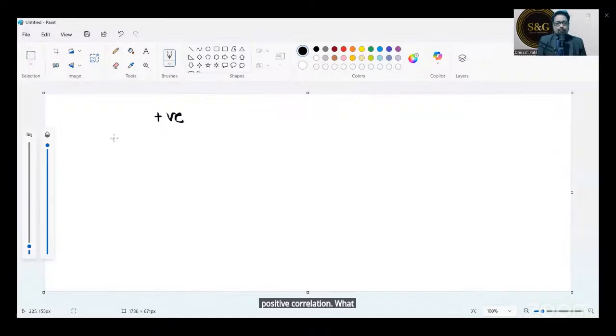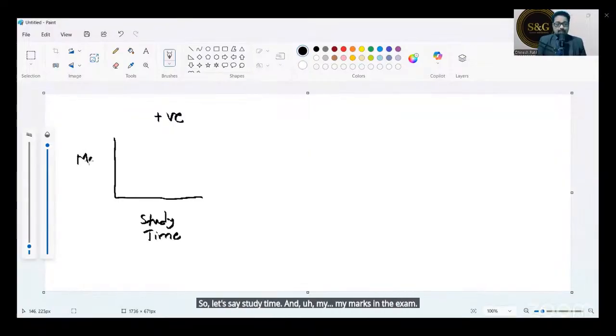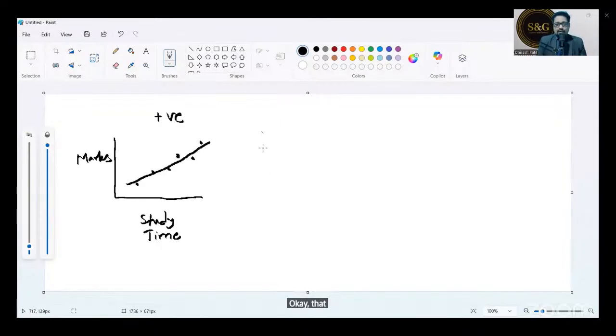What is correlation? If I have to plot a graph like this, let's say study time and my marks in the exam. The more the study time, the more will be my marks in the examination. So if I plot the study times and the marks, I will see a positive trend going up from left to right. That's called a positive correlation.